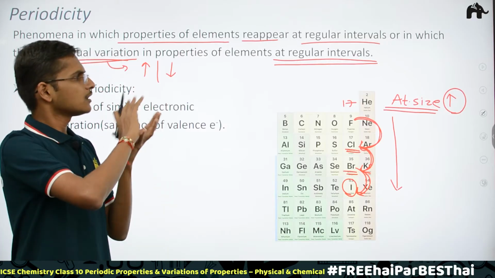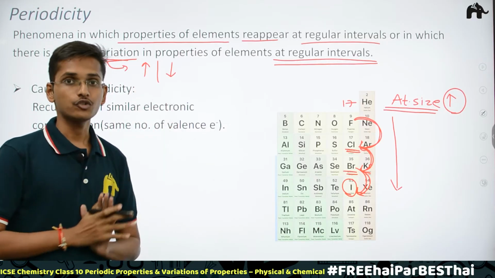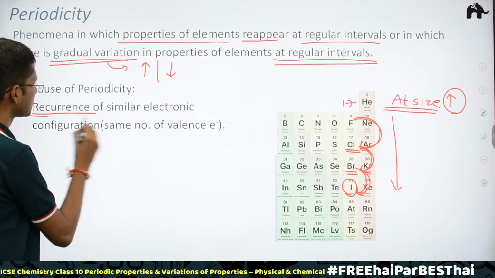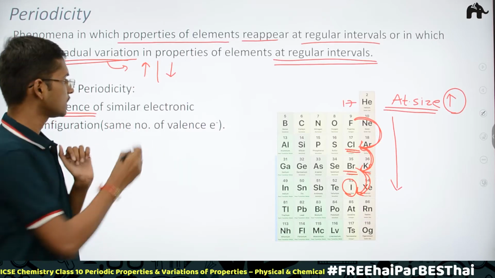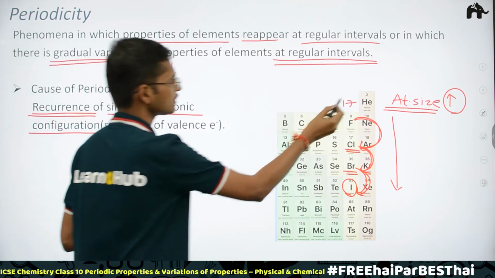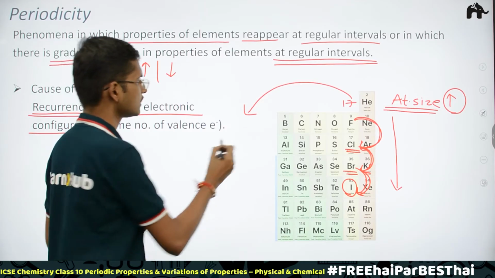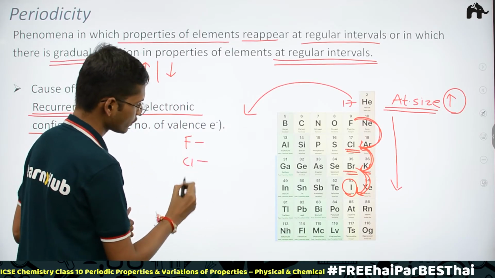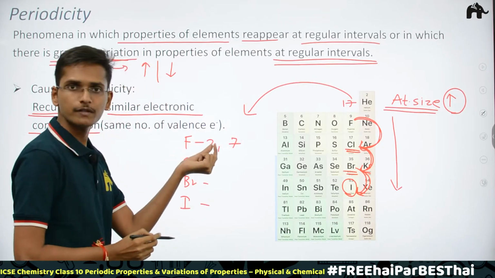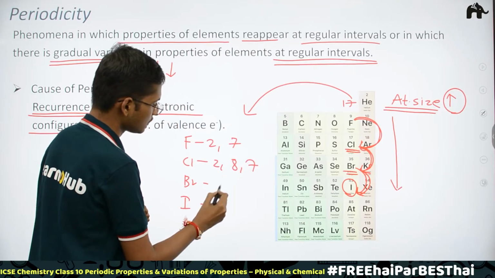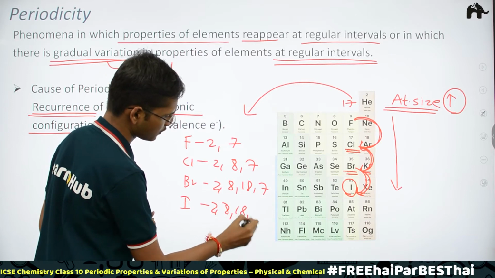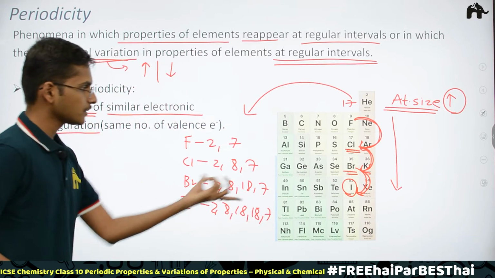Now we have understood what periodicity means to us. Now what causes this periodicity? It's very simple. This is because of the reappearance or recurrence of similar electronic configuration. Let's understand what this means. We have taken the example of group 17 elements. When I write the electronic configurations of fluorine, chlorine, bromine and iodine, we find fluorine's electronic configuration is 2,7, chlorine's is 2,8,7, bromine 2,8,18,7 and iodine is 2,8,18,18,7, 53 electrons in total.